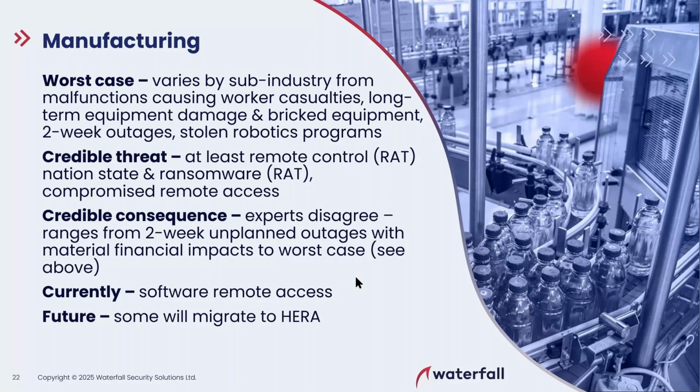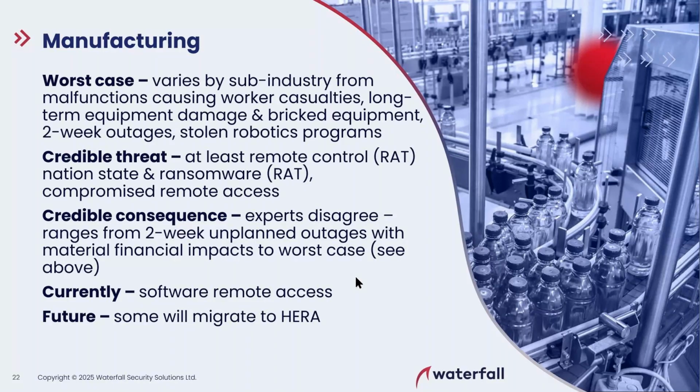What's the worst? Well, maybe a little equipment damage is possible. Maybe it's not. What's a credible threat? Well, why would a nation state, why would living off the land, go after a small shoe factory? It doesn't make any sense. So the consequence is lower. The credible threats are lower.